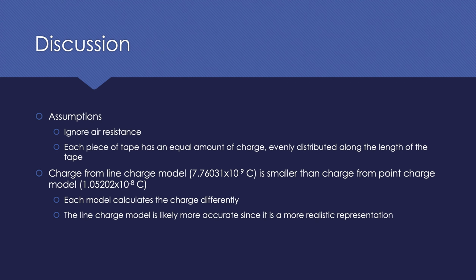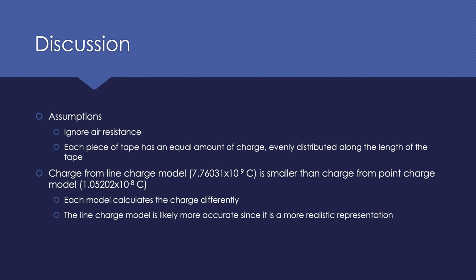There were a few assumptions made in this lab. First, we ignored air resistance. We also assumed that each piece of tape had an equal amount of charge evenly distributed along the length of the tape. This is different compared to Lab 1 when we assumed each tape had all of its charge concentrated at its center, as if it was a point charge.